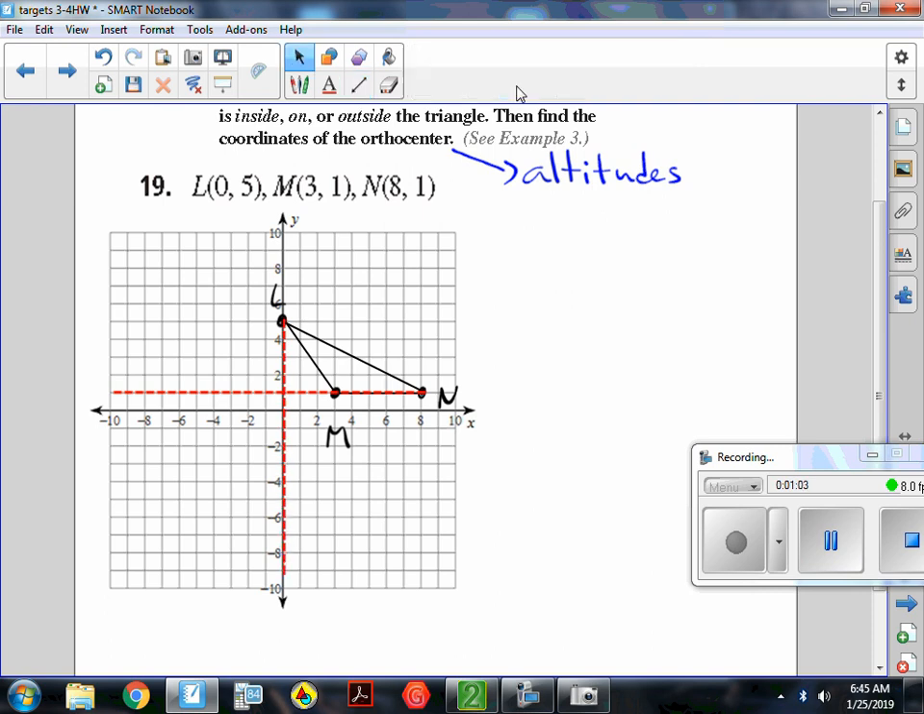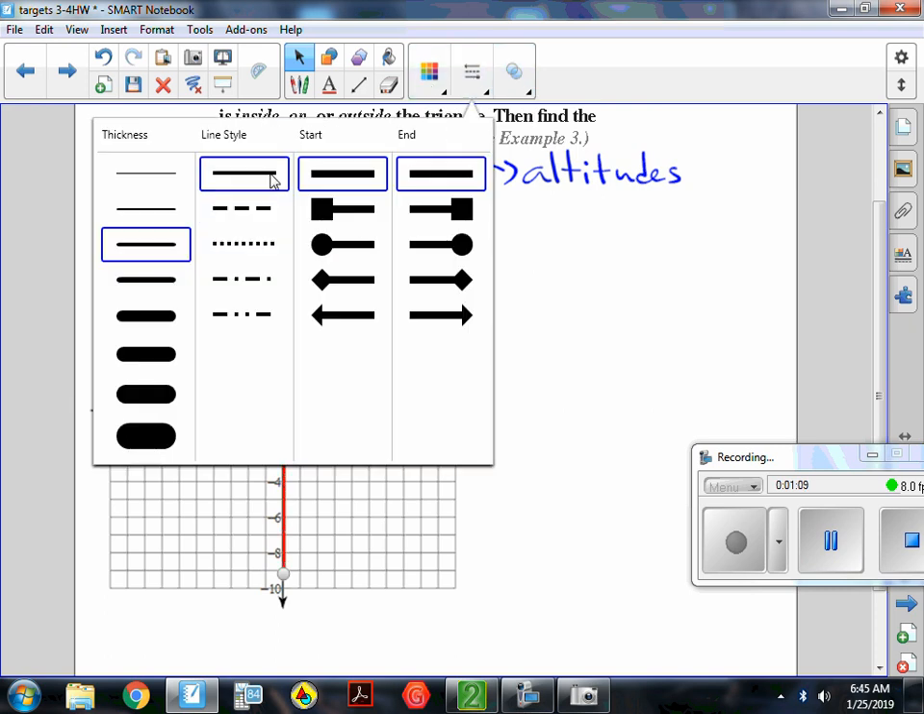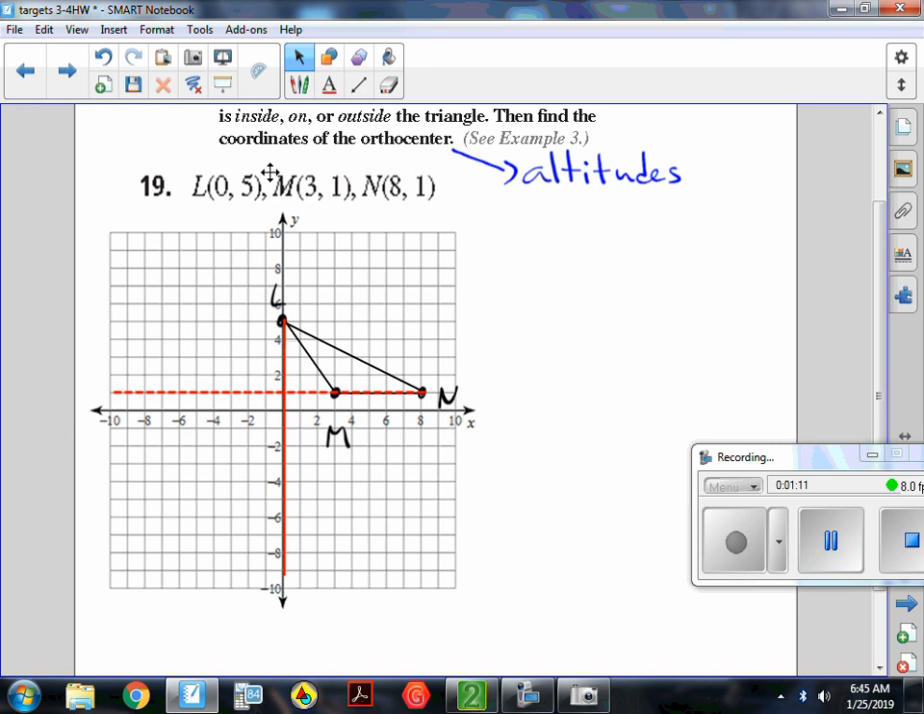I'm going to make my altitudes solid. And maybe even a little bit bigger to make it easier to see. So there's one altitude, which means that it forms a right angle, drawn from L through the line containing MN. That one was easiest to do because of the vertical and horizontal line. For the rest of them, I'm going to have to find the slopes.